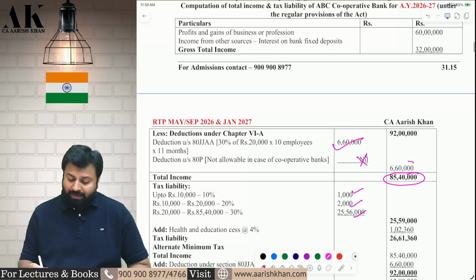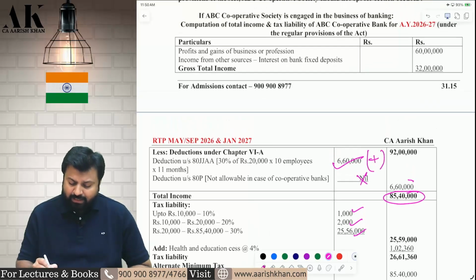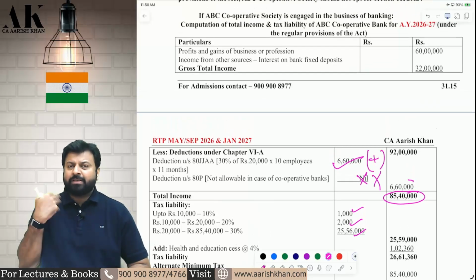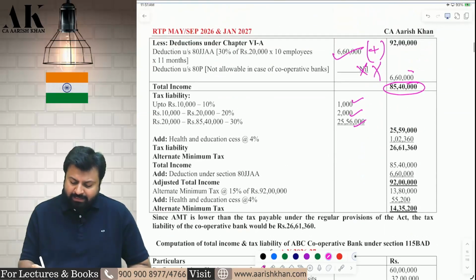Now again AMT. While computing the AMT, again you will add back 80JJAA. 80P is not there. So what will you add? 80P is not there. So you will add back 80JJAA and compute AMT. So add 80JJAA, compute AMT at 15%, 4% cess.